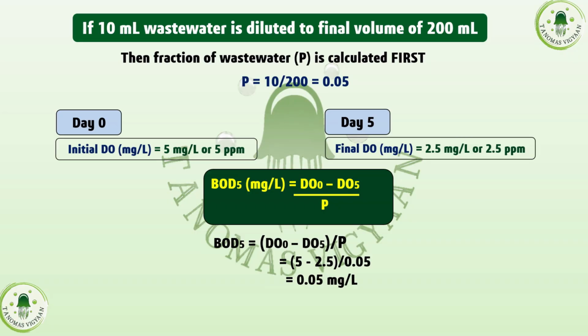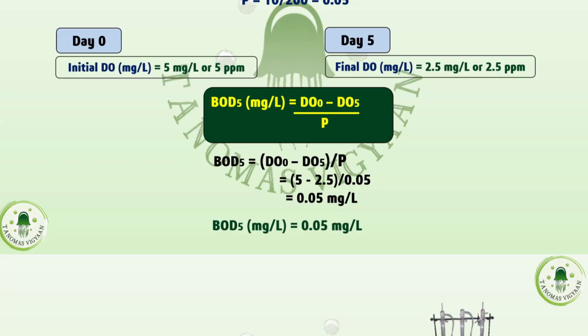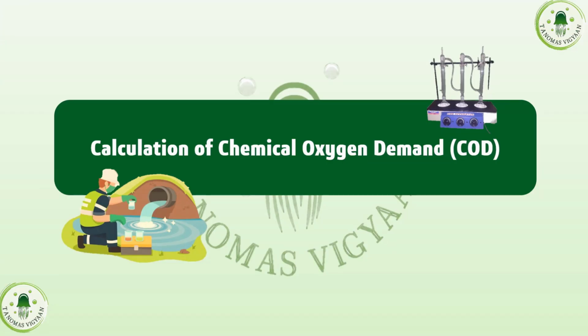Okay, so this is how you do the calculations of BOD when you are diluting your wastewater sample. Clear? So you find out the fraction of wastewater first, and then you divide the BOD by the fraction, and then you will get your BOD 5. Clear? Okay. So this is 0.05 mg per liter, or you can say 0.05 ppm. Clear? Okay. So now let's move forward towards the calculation of chemical oxygen demand, or COD.